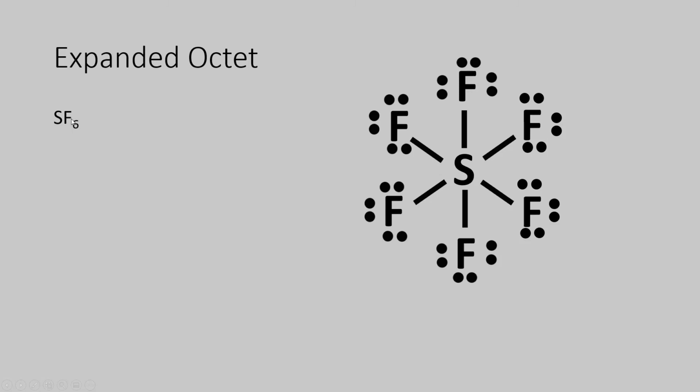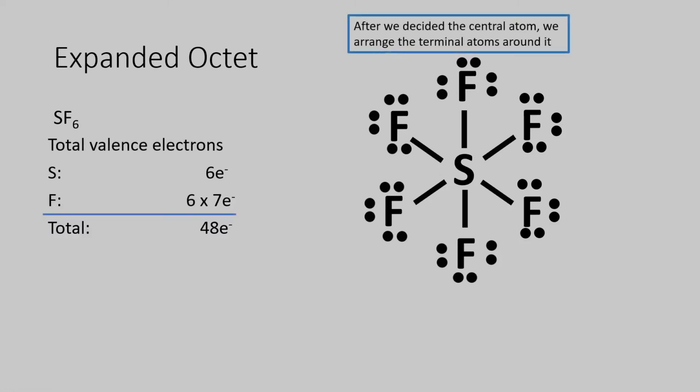And you tahu from one bond kita dapat 2 elektron. So theoretically kalau octet it should only have 4 bonds kan? Kalau anything more than 4 it will be expanded octet. Yes, it's very easy to spot. Okay, so total valence electron kita kira semua dapat 48.